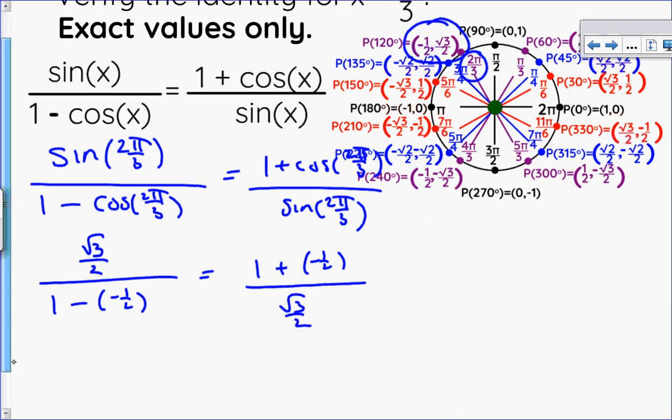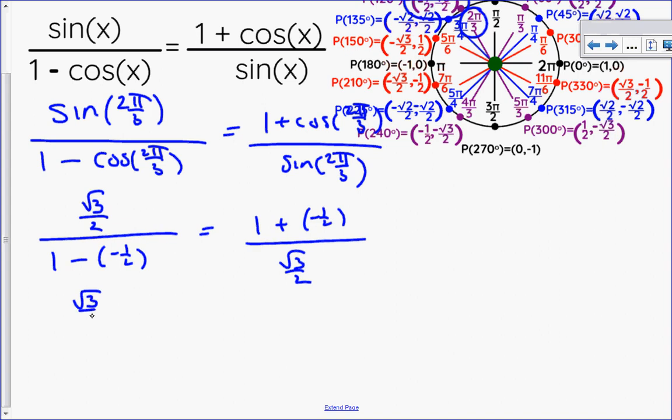Okay, so let's simplify the denominator in this fraction. 1, take away negative a half. Two negatives make a positive. 1 plus a half is 1.5, or 3 over 2. On this side, 1 plus negative a half is positive a half, all over root 3 over 2.